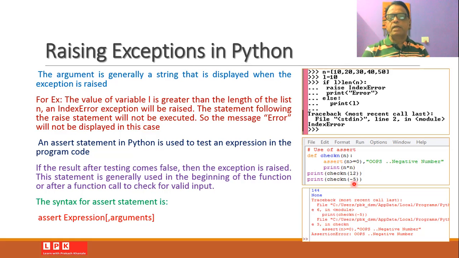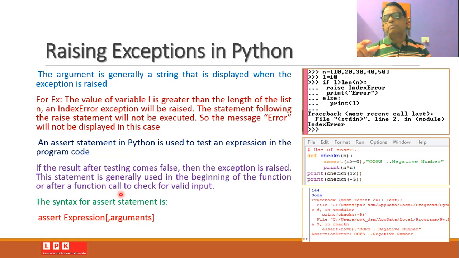But when the value of n is -5, this condition will return false, and therefore no value will be assigned. Therefore a None value will be printed, and the exception message such as oops negative number will be printed on the screen. So in the assert statement, if the result after testing comes false, then the exception is raised. This statement is generally used in the beginning of a function or after a function call to check for valid input. So whenever we want to check for any valid input in a Python program, we can make use of the assert statement.